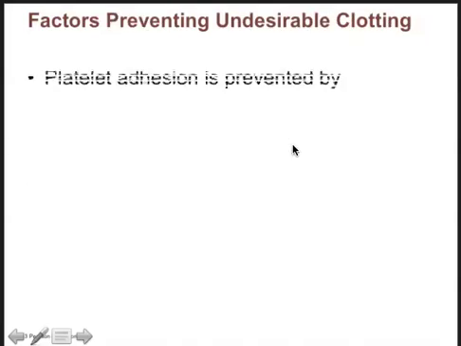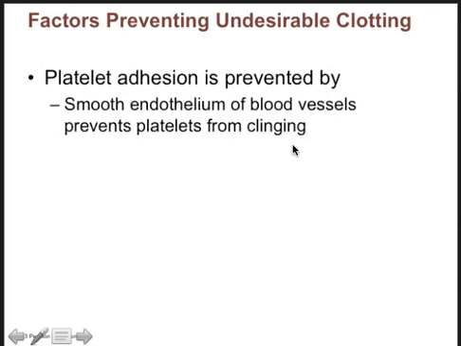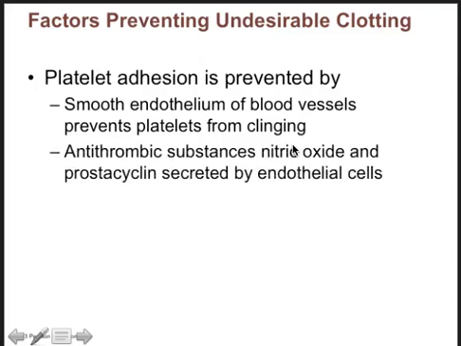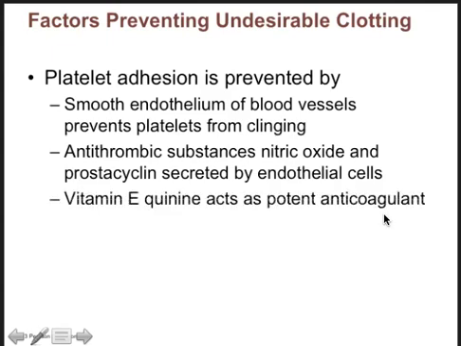Okay, platelet adhesion is prevented by the smooth endothelia of the blood vessels that prevents the platelets from clinging. Basically, the endothelia normally repels the formed elements of blood, keeps them from sticking there. There's also antithrombic substances such as nitric oxide and prostacyclin that are secreted by endothelial cells. And vitamin E acts as a potent anticoagulant as well.